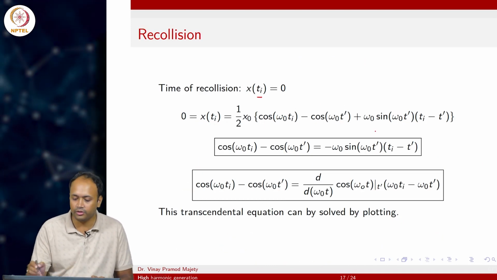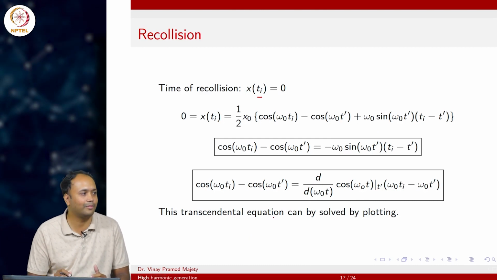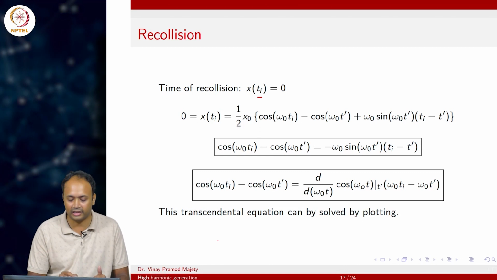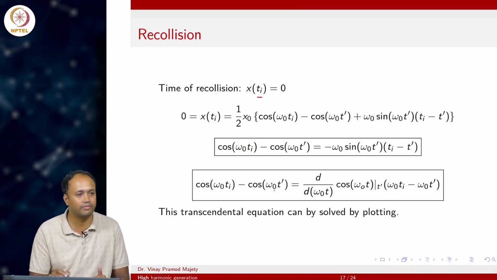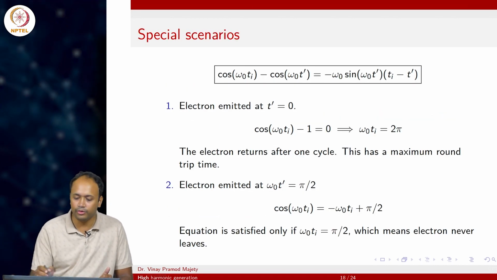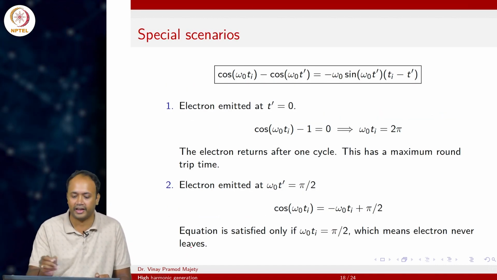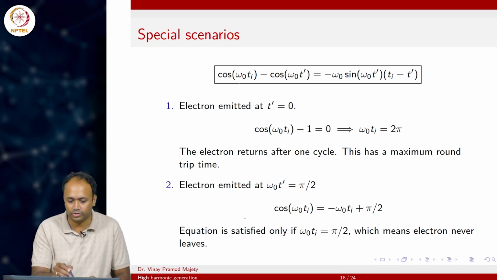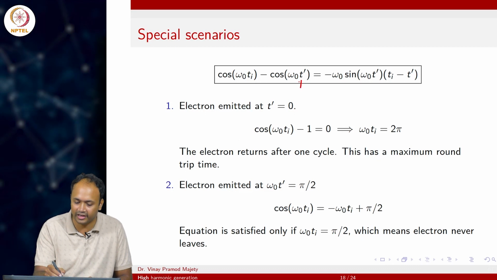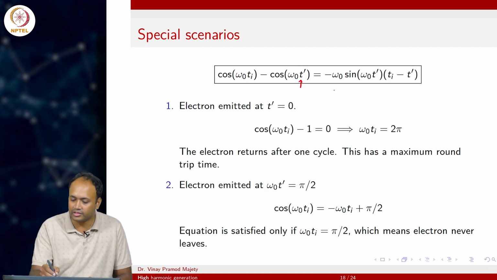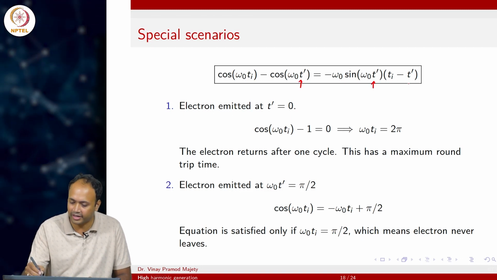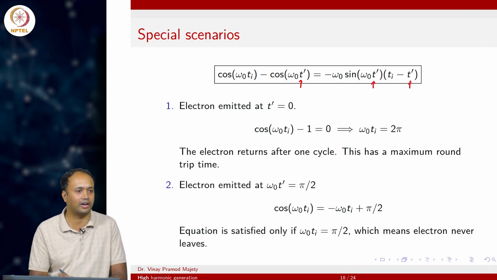So, I have equated it to 0, and this is not a problem that you can easily solve analytically. You can set this up as a transcendental equation and solve it through plotting. This is a transcendental equation, I just put it again on this slide. So, you have cos omega naught ti minus cos omega naught t prime, this is a constant, again I need to remind you, and this is minus omega naught sin omega naught t prime, this is again a constant, right, the initial condition.